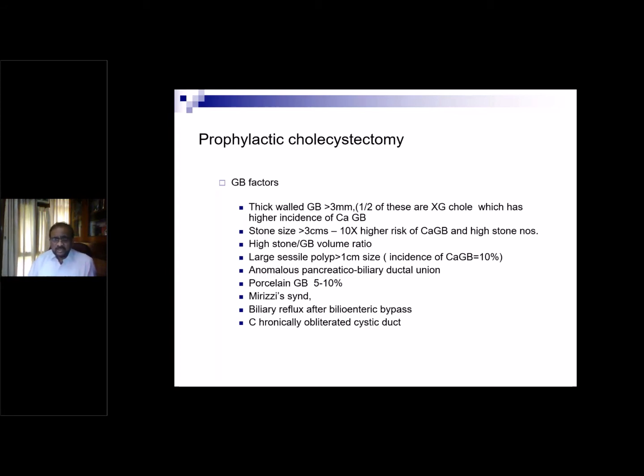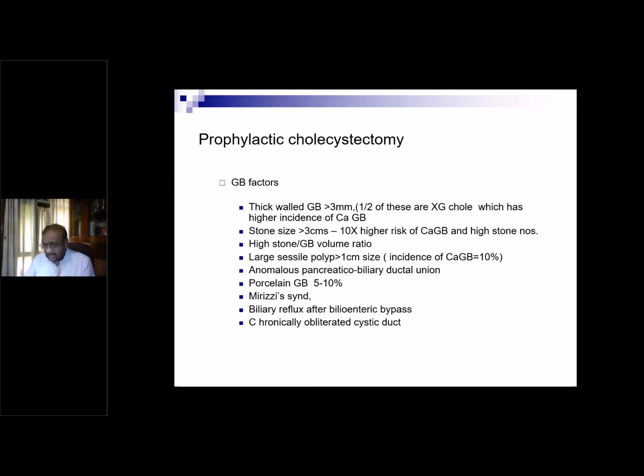The second reason, stone size more than 3 centimeters. And what has been documented? A 10 times higher risk of carcinoma gallbladder. Right? High stone numbers. As what? The high stone number based on the gallbladder volume. So that ratio, if you've got a tightly packed gallbladder in relation to the volume of the gallbladder, these are patients where there is increased susceptibility to carcinoma of the gallbladder.